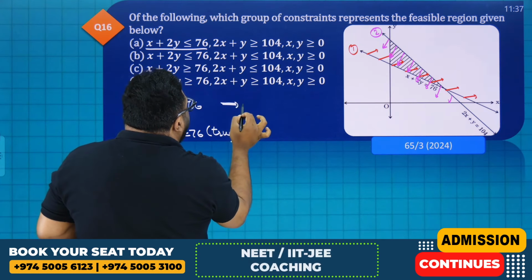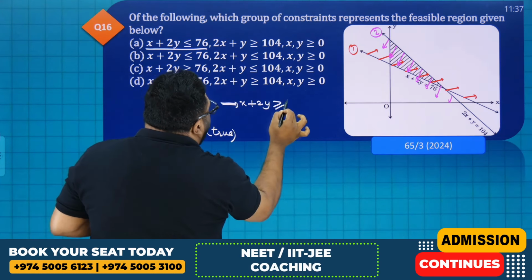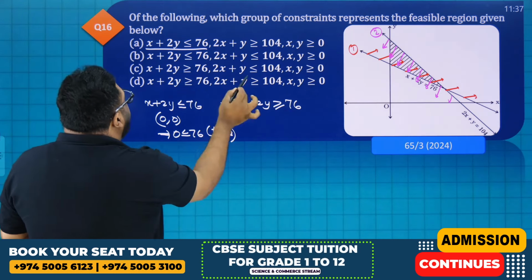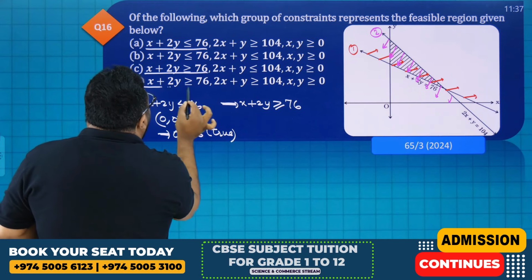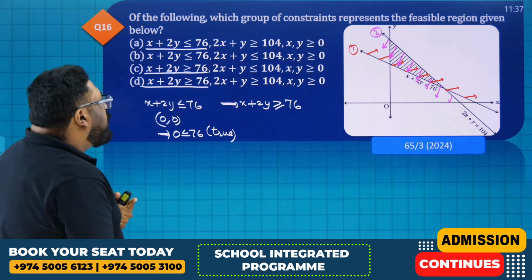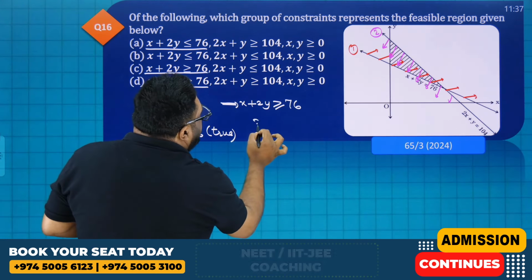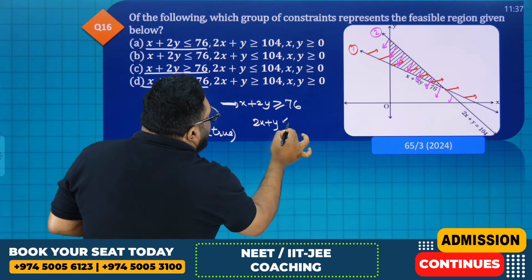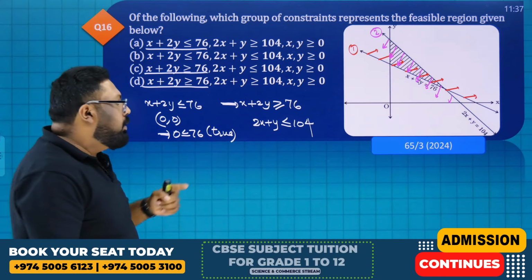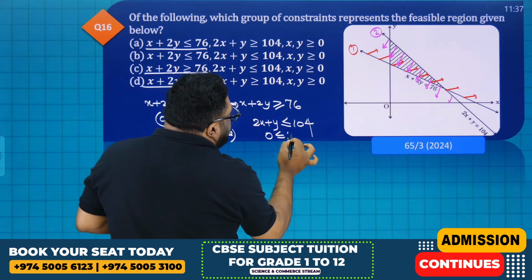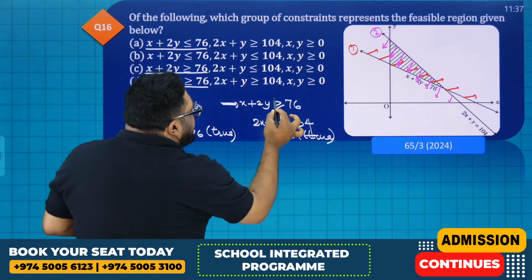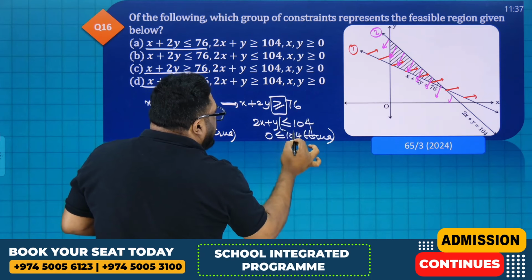So I want the right answer to be x plus 2y greater than or equal to 76, because the origin should not be a part of it. So we have 2 cases here, my dears. Both these cases say greater than, but the second one says I want 0, 0 to be a part of it. What is the second one? 2x plus y less than or equal to 104. To make 0, 0 a part of it, I have to put less than. If you put 0, 0 here, 0 less than 104 becomes a true case.